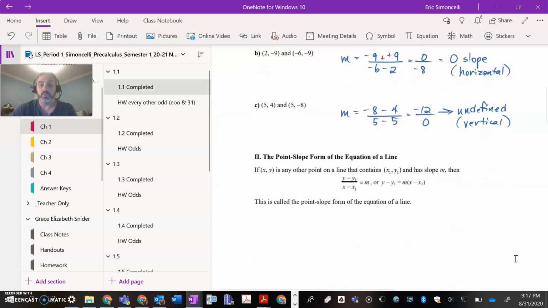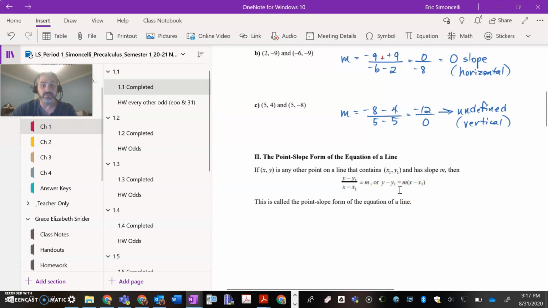Moving on. The point slope form of the equation of a line. If x, comma y, we'll get back to x1, y1 in a moment, is any other point on a line that contains x1, y1 and has slope m, then y minus y1 over x minus x1, which is the slope still. Just notice that the subscript 2 are missing in both numerator and denominator. And if you consider simply cross multiplying both sides, you get m times x minus x1 in parentheses equals y minus y1.